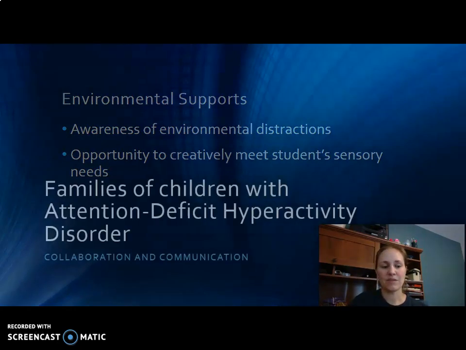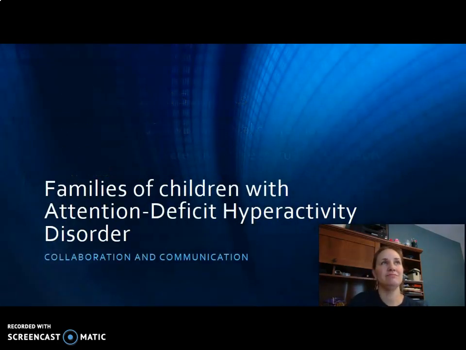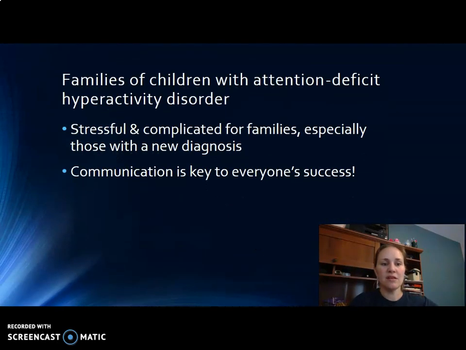Finally, a brief discussion of the families of children with attention deficit hyperactivity disorder diagnoses. It's important to be sensitive to the families. It can be especially stressful and complicated for families, especially when they're having that new diagnosis.